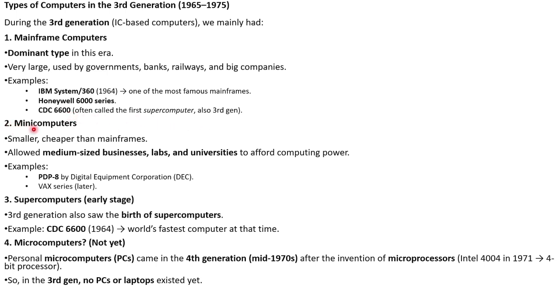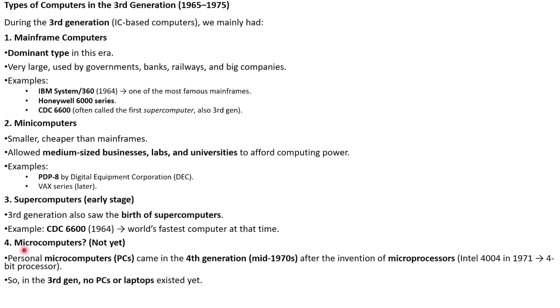And we have mini computers, smaller and cheaper than mainframes, allowing medium-sized business, labs, and universities to afford computing power. Examples are PDP-8 by Digital Equipment Corporation and VAX series, later on. And at last, in this third generation era, we start building supercomputers. So we have the first supercomputer, the birth of supercomputer. Example is CDC 6600, made in 1964, world's fastest computer at that time.